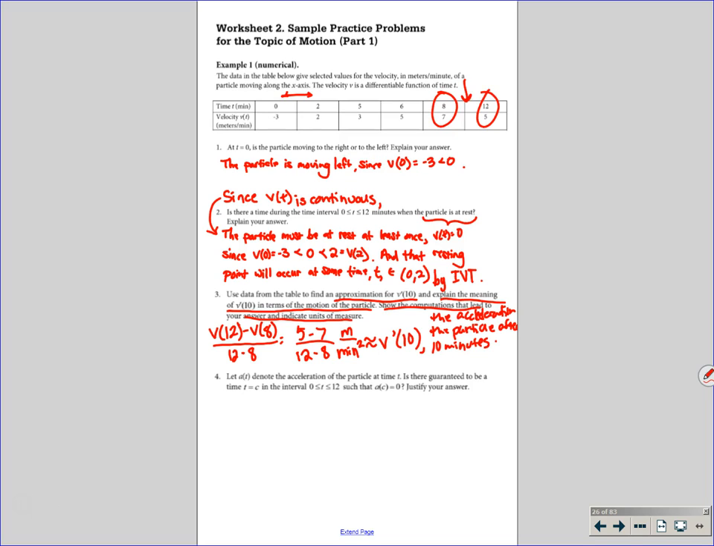Number 4: let A of t denote the acceleration of the particle at time t. Is there guaranteed to be a time t equals c? Does this sound like a theorem? Oh my goodness, I think it's like an IVT and MVT. There's a c in the interval 0 to 12 such that acceleration is 0. Wait, didn't we just say it's the same thing as v prime? What theorem has me looking at guaranteed derivative values?